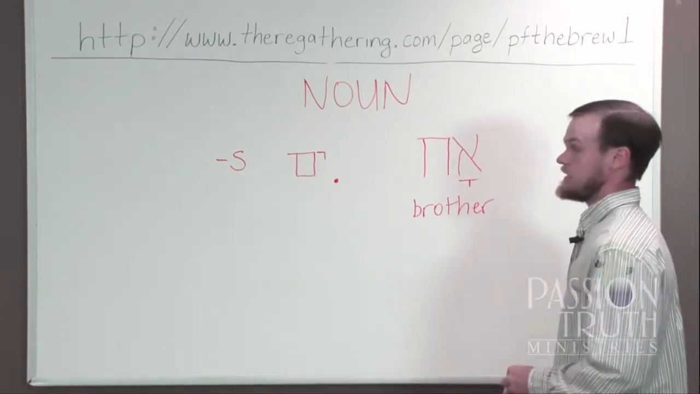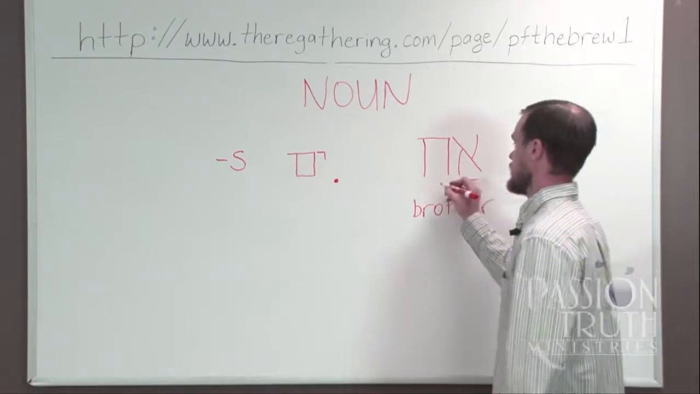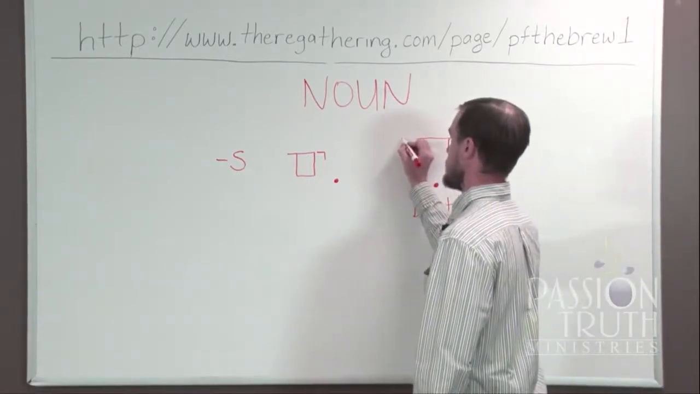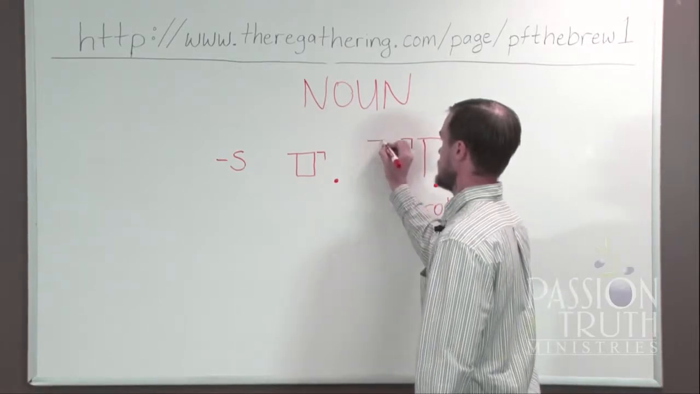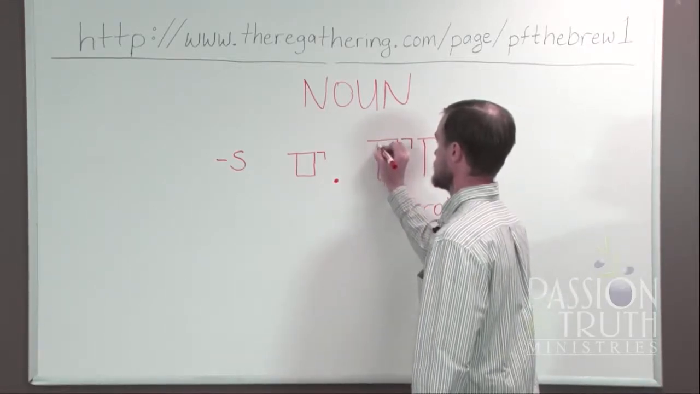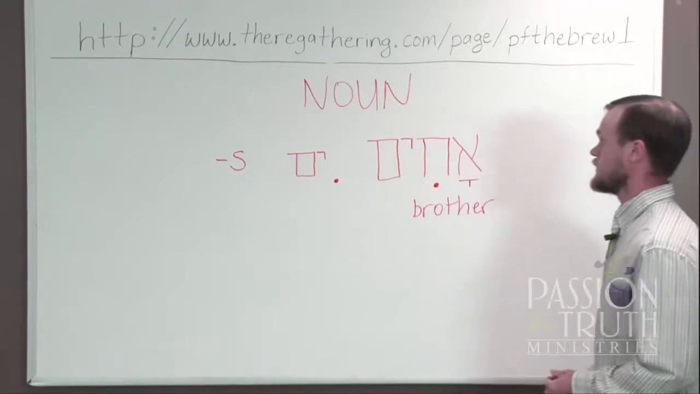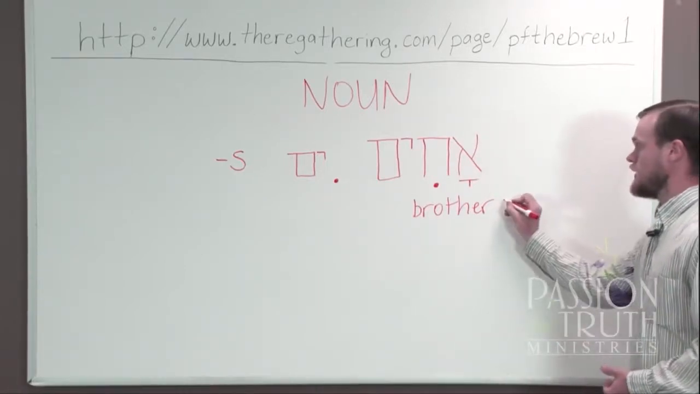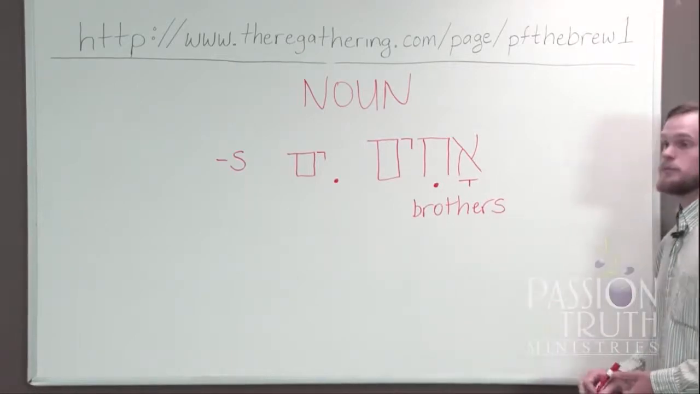If we wish to say brothers, then we will add the im suffix. So the chirek goes after the last letter, followed by the yod, followed by the final mem. And this word will be pronounced achim, and achim means brothers.